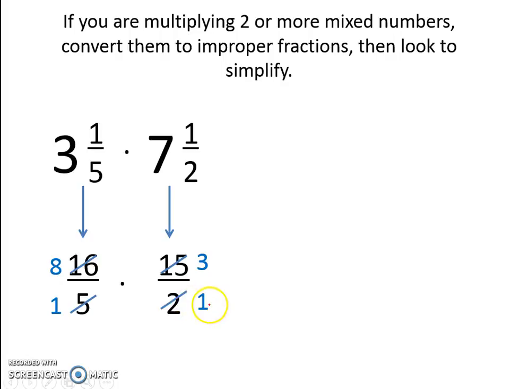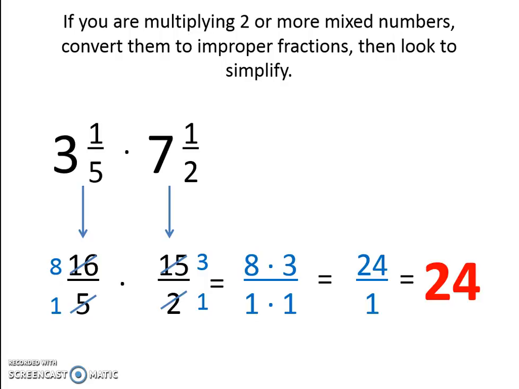So 2 divided by 2 is 1, 16 divided by 2 is 8, and now I'm working with much smaller numbers because I don't want to multiply 16 times 5. But 8 times 3 is much easier to multiply. And when I multiply those across, my numerators and my denominators, after I've simplified, I get 24 over 1, which we know is 24. So no need to simplify here.